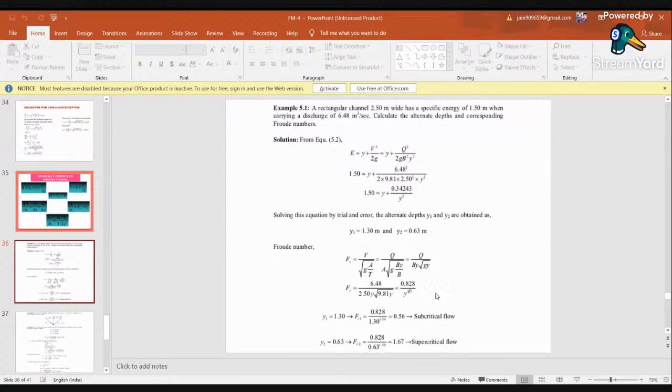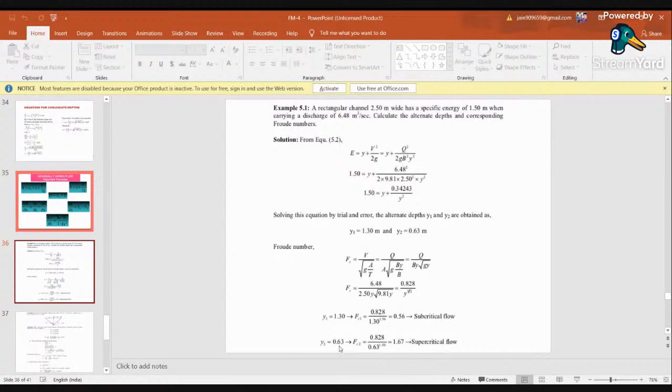0.828 divided by y to the power 3 by 2. So just equate this equation with the upper one, that is 1.5 is equal to y plus 0.34 divided by y square. So you will get a depth y of 1.3 and a Froude's number of 0.56. As it is lesser than 1, your flow is subcritical. Then your flow is coming out as a subcritical flow.